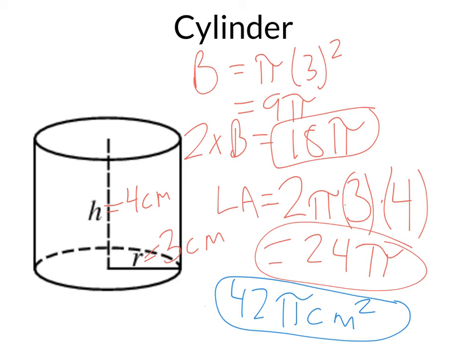So this is an exact answer. Oftentimes in the construction setting, we're going to go ahead and plug that into a calculator, round it, but in the math world, we often leave things exact in terms of pi. 42 pi centimeters squared. Cool.